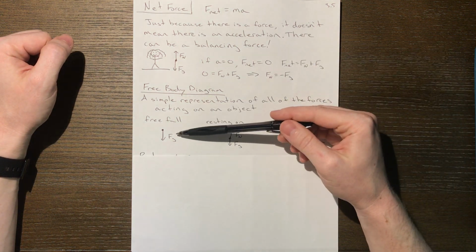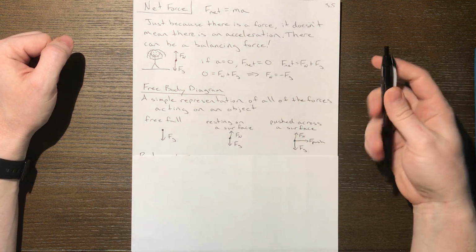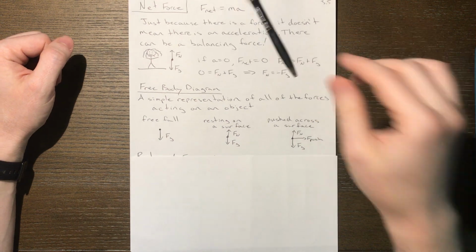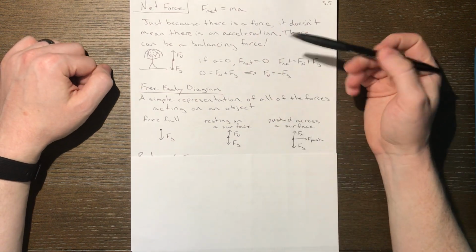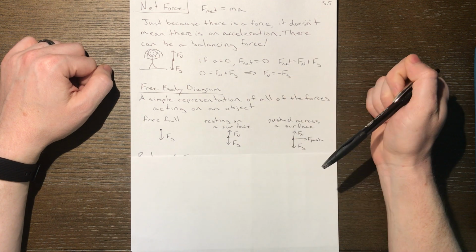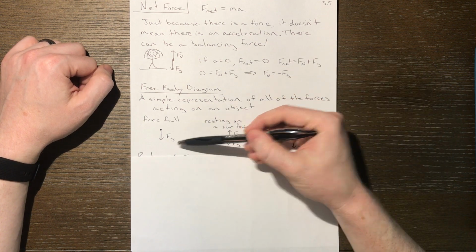So the simplest example is an object in free fall. If something's just flying through the air, there's only one force acting on it. And that force is gravity. So I've labeled it F_g.